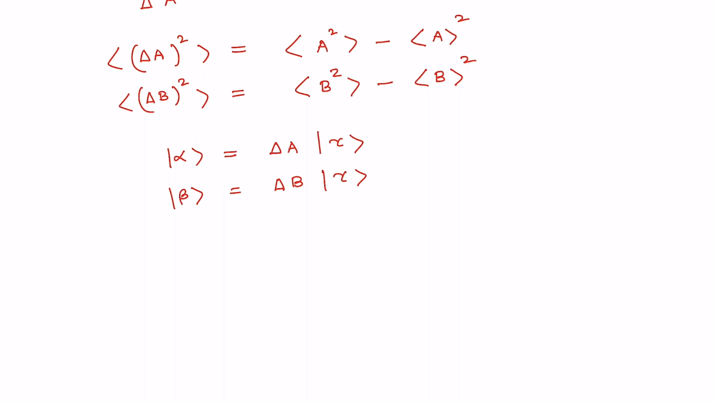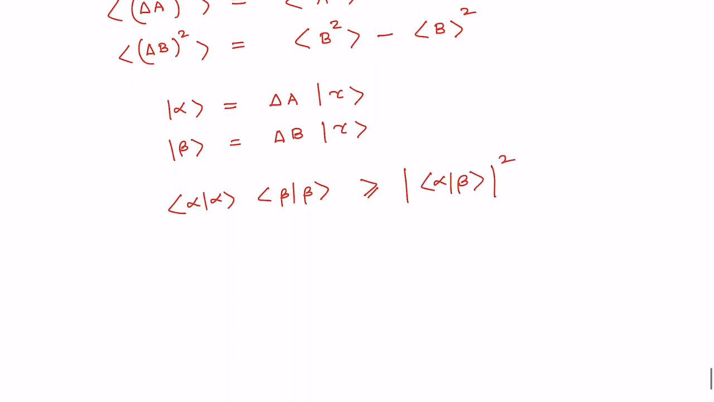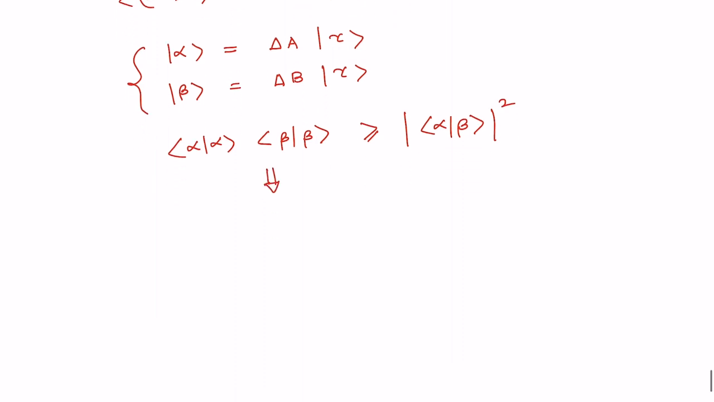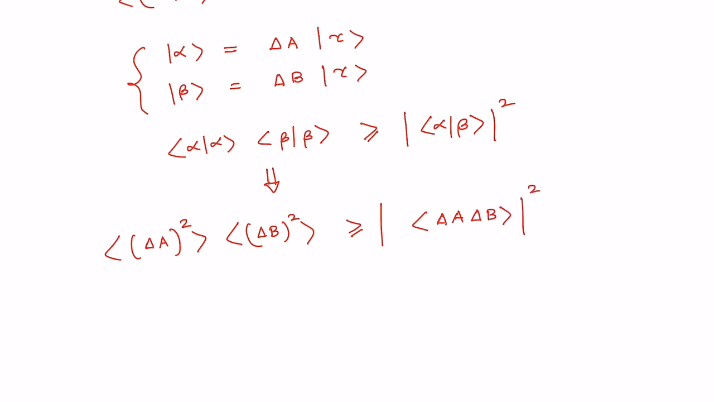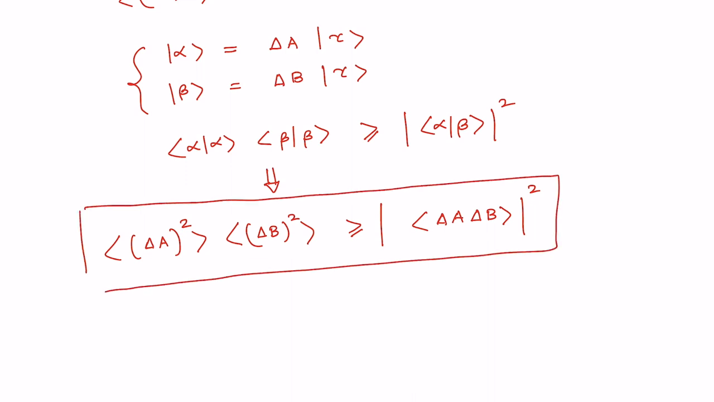And if I put these things in the Schwarz inequality, you can very easily show, let me write the Schwarz inequality from here. If you use this here, then you will obtain very easily this equation: expectation value of delta A square and expectation value of delta B square is greater than or equal to the modulus of the expectation value of the product of delta A delta B, and then you take the modulus square.